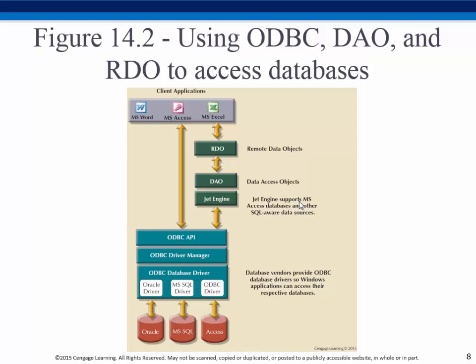This figure illustrates how a Windows application can use ODBC, DAO, and RDO to access local and remote relational database sources. So your database vendors provide ODBC database drivers to Windows applications so they can access their respective databases. The JET engine supports MS Access databases and other SQL-aware data sources. Then you have your data access objects and your remote data objects.